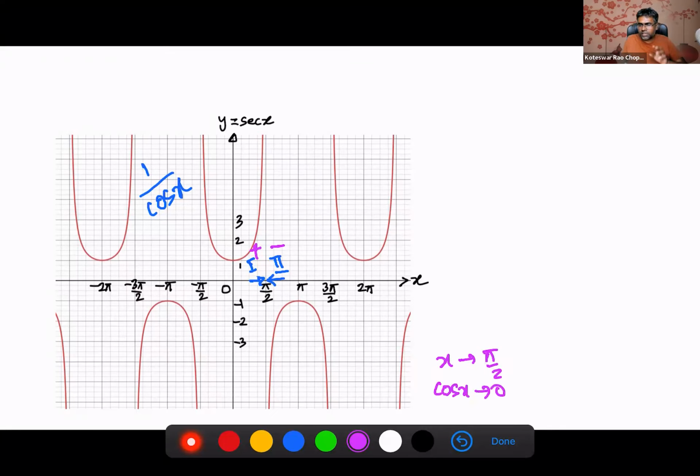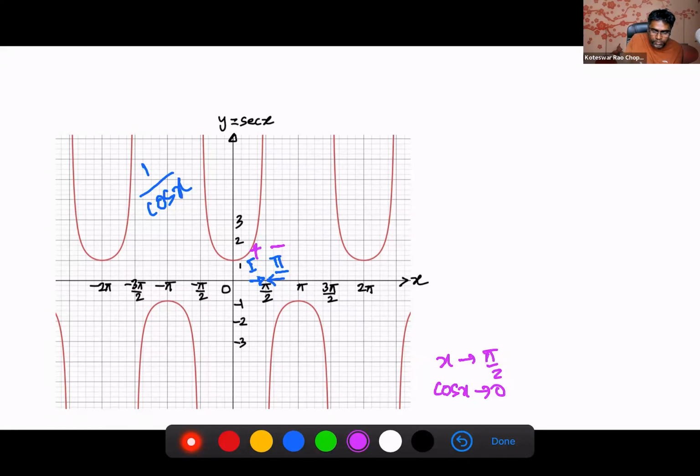So when you divide by a very small number, because when x approaches pi by 2, your cos x approaches 0. Guys, this approaching idea is very important. I'm trying to hit on these ideas because later on we will study something known as limits and derivatives, and that is hugely important for you. So this is where this idea is important.